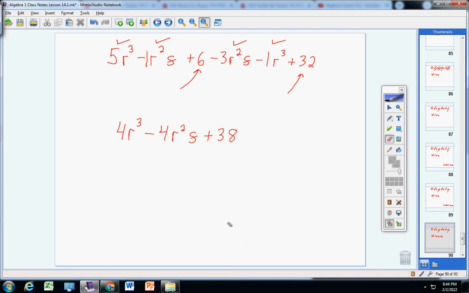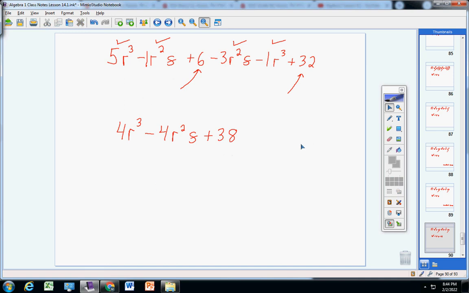Okay, now how do we know we're finished? Well, I have an r cubed term. I don't see any r cubed terms. I have an r squared s term. I don't see any of those terms up here to match that. I have a constant term. I see no constant terms. So we know that we're finished because there's no more like terms.